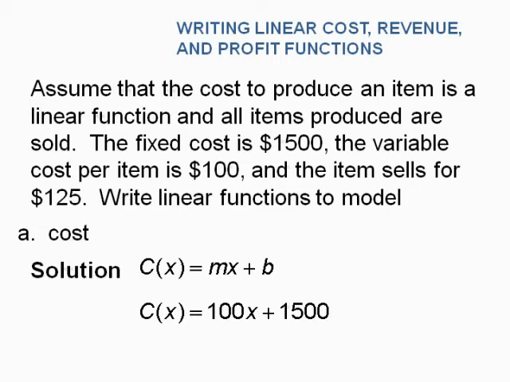So assume that the cost to produce an item is a linear function, and all items produced are sold. The fixed cost is $1,500. The variable cost per item is $100, and the item sells for $125. Write the linear functions to model. For part A, the cost C(x) equals mx plus b, and we know that per item it's going to be $100, the m part, and the fixed cost b starts out at $1,500.